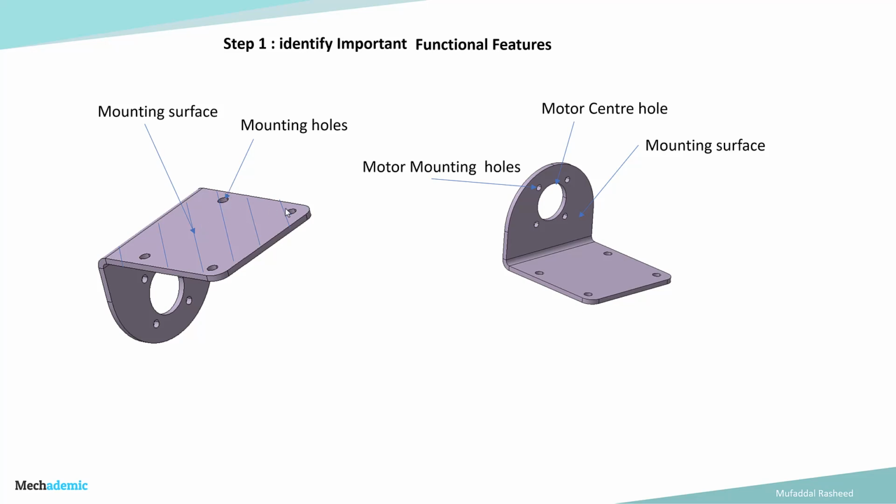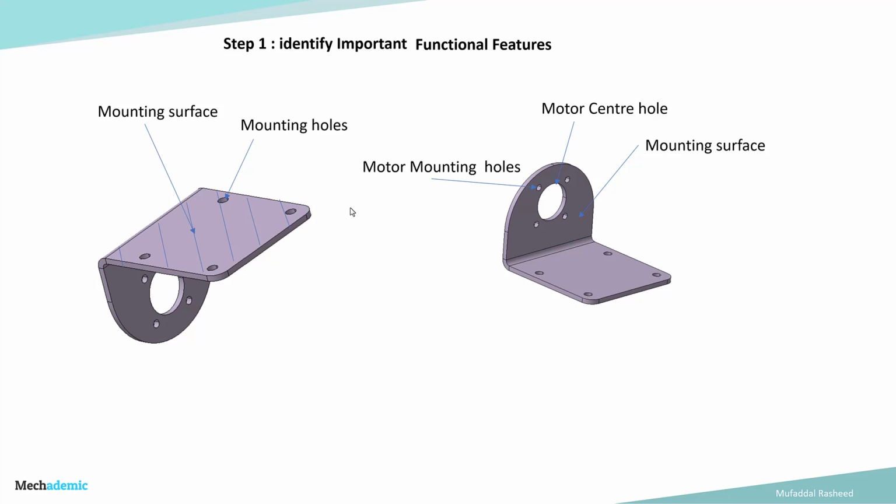And then there are mounting holes. There are 4 mounting holes in a pattern. And then there is the mounting surface for the motor, which is this surface. And then there is a central clearance hole for the motor, and then there are 4 mounting holes for the motor. So these are the important features which are critical for the function of the bracket, which is to mount and locate the motor as required.